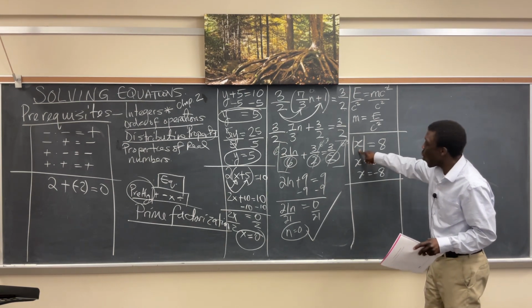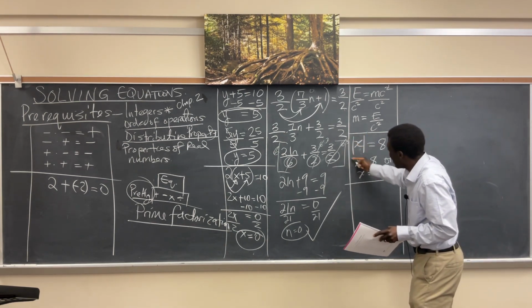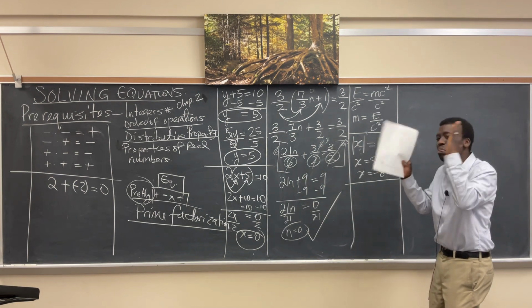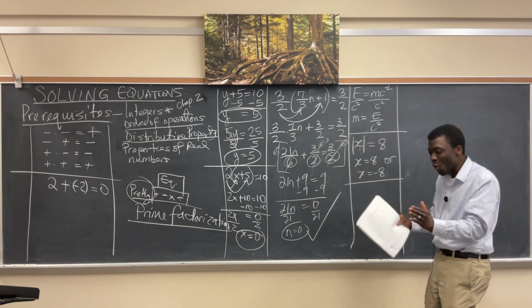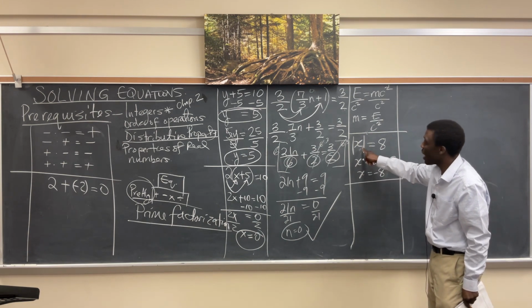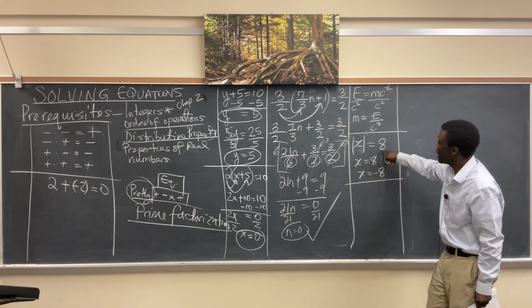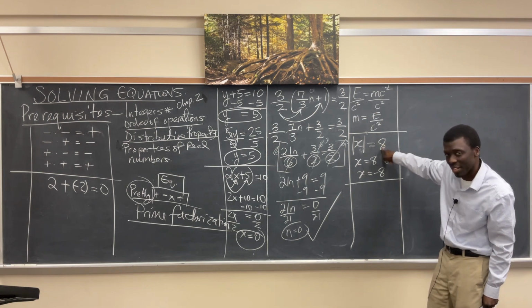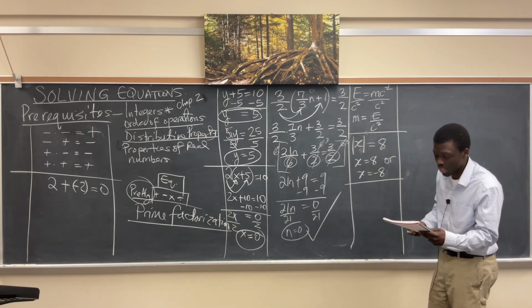You always isolate this part. You always need that part by itself, because once you have that part by itself, you just give us a positive of this and a negative of this. That's just the way absolute value equations work.